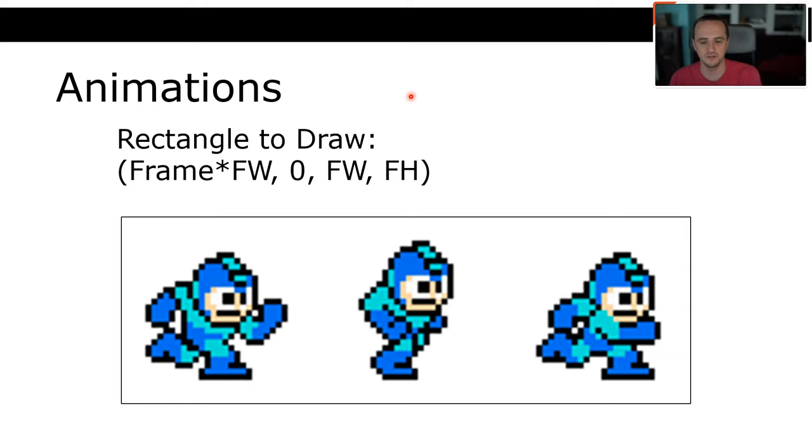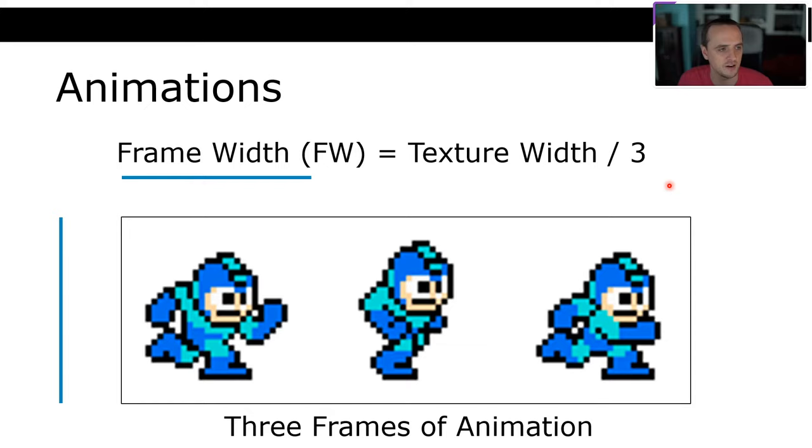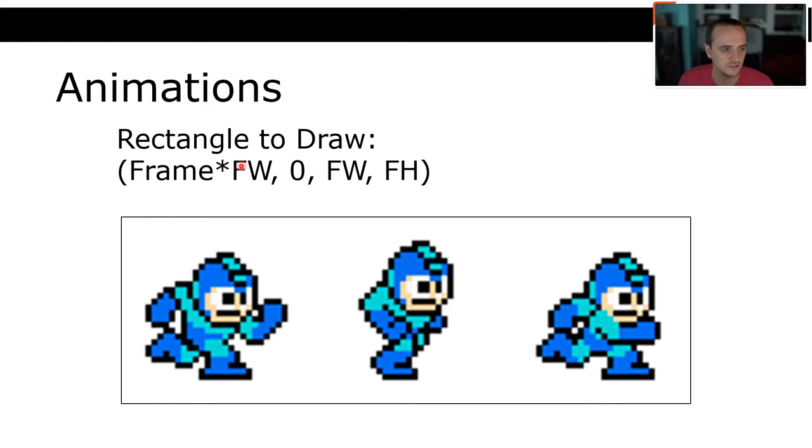So if we want to actually put this into an example for our course, then the x value of the start of the subrectangle is going to be the current frame times the frame width. And remember, frame width is equal to the texture width divided by the number of frames. So the current frame times the frame width is the x value. The y value is always going to be 0 because it's always going to start at the top of the texture. And then we're going to have the frame width as the width of the frame and the frame height as the height of the frame.